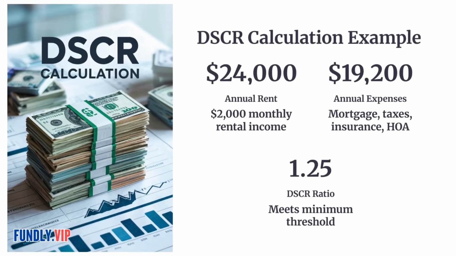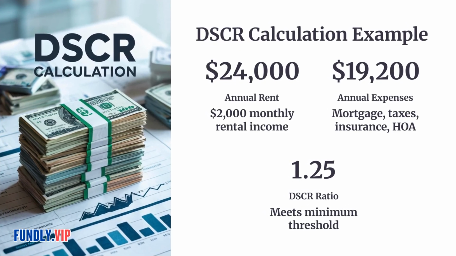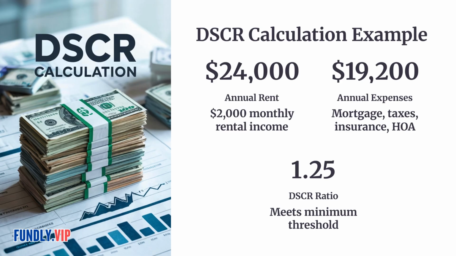for expenses. For example, if your property generates $2,000 monthly in rent, that's $24,000 annually. If your annual mortgage payments, taxes, insurance, and HOA fees total $19,200, your DSCR is 1.25. Meeting the minimum threshold most lenders require.